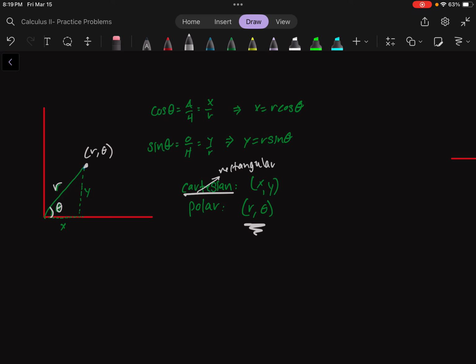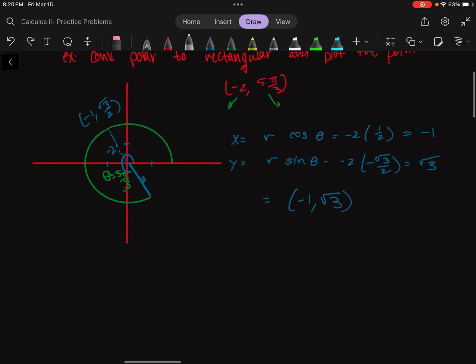Well, we can make this triangle, right? R is the hypotenuse and x and y are the adjacent and opposite legs, and we can just use a little bit of trig. So cosine of that angle would be the adjacent over the hypotenuse, or x over r. You can just rearrange it to solve for x. X is equal to r cosine theta. You can do the same thing with sine theta to find out y is equal to r sine theta. So we're going to use these repeatedly throughout the video to transform between rectangular and polar coordinates.